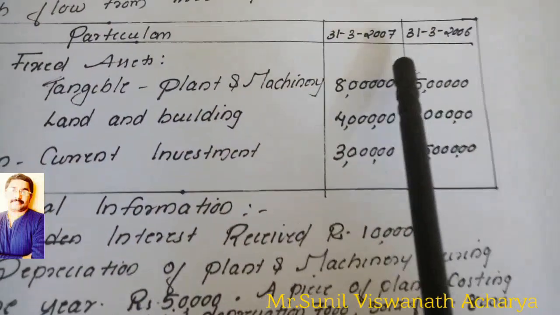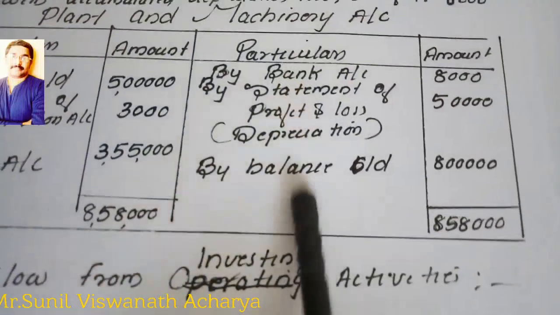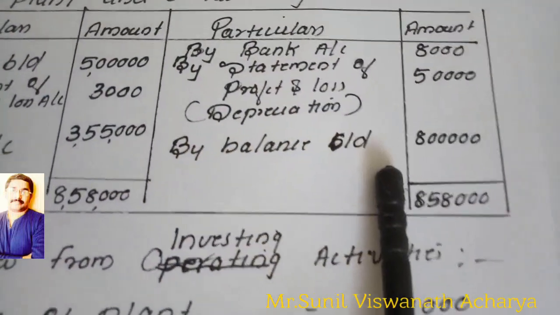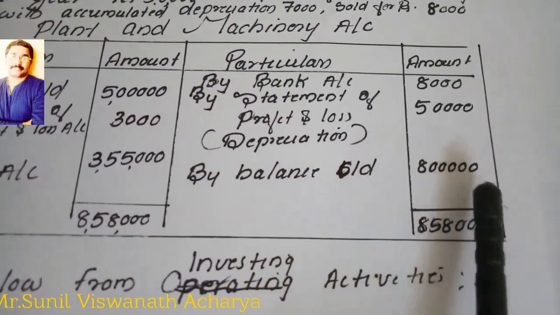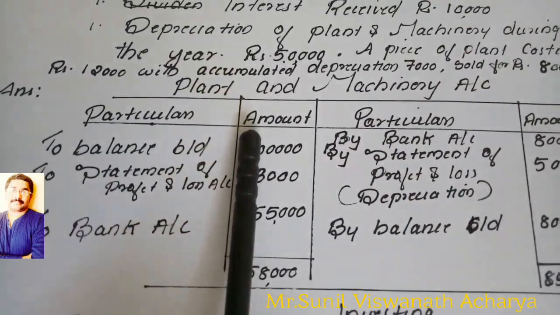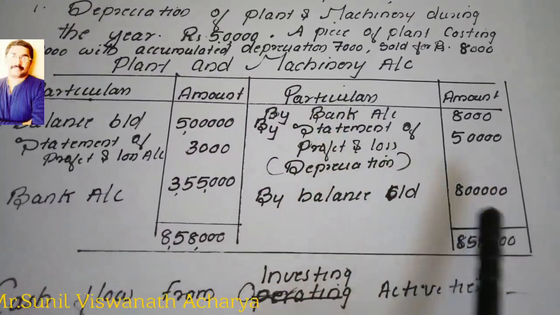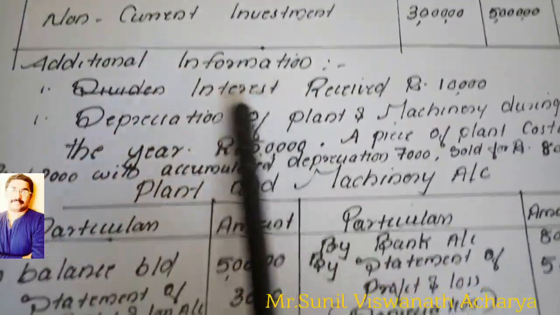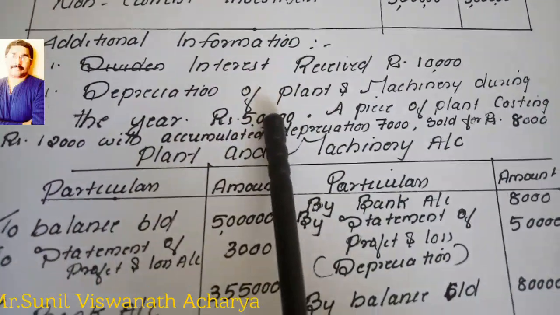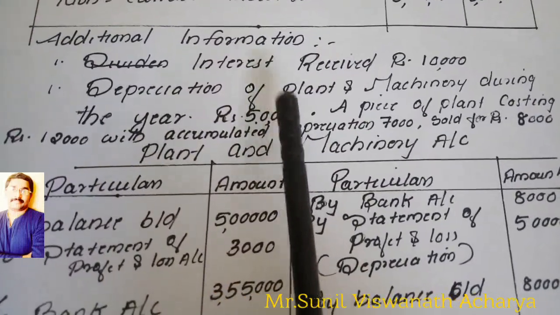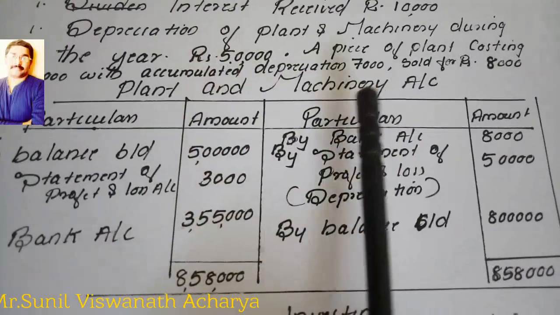Now the second year, the current year, plant and machinery balance is 8 lakhs. That we will write on the credit side as the last item, by balance carried down. Opening balance: to balance brought down; closing balance: by balance carried down, 8 lakhs. The opening balance is written on the debit side because it is an asset with a debit balance. The closing balance we write on the credit side as the last item. Now see what else is given: depreciation of plant and machinery for this year. If we are not maintaining an accumulated depreciation account, where will this year's depreciation be shown? Only in the asset account, that is the plant and machinery account.